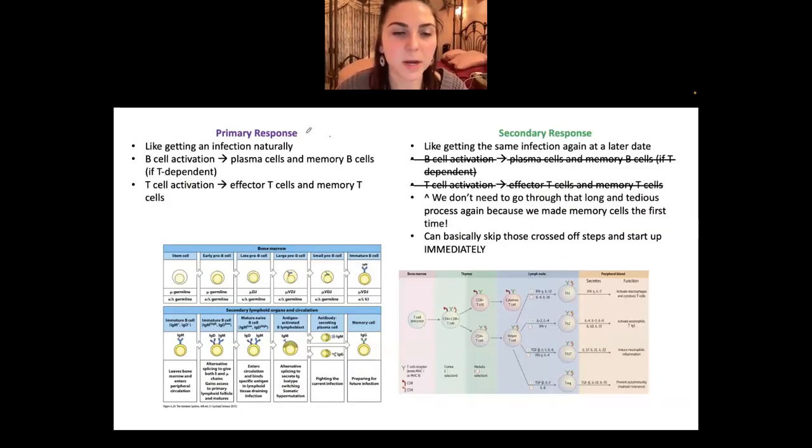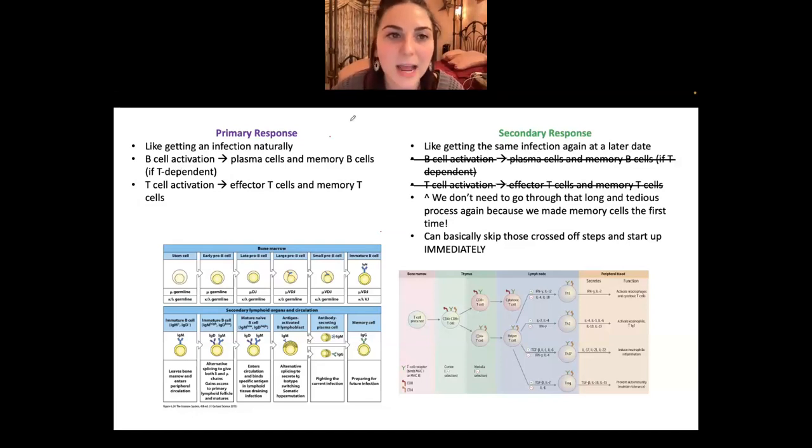So the primary response, I put these here from the pictures we talked about last week. Think of the primary response as getting an infection naturally. Again, we have to go through B cell activation, we have to go through T cell activation, and remember that takes a little bit of time. So we need to go through B cell activation to make memory cells and plasma cells, and then through T cell activation to make effector T cells and memory T cells. Again, it takes a little bit of time to do all of this. Your body has to go through that whole process.